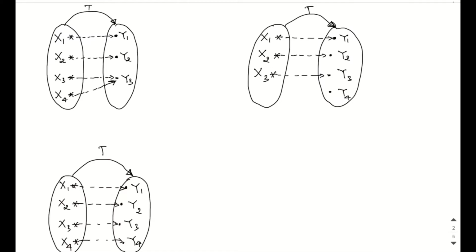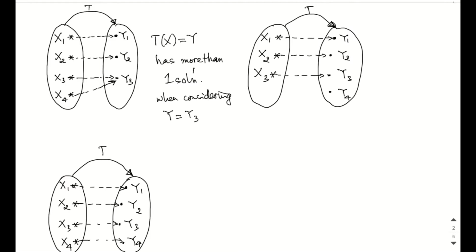All right. So what's the difference between the three here? For this one, every y has an x, and that x is uniquely determined. For the first one, the equation Tx equals y has more than one solution when considering y equals y3. What about this one? The equation Tx equals y has no solution when considering y being the specific vector y4.